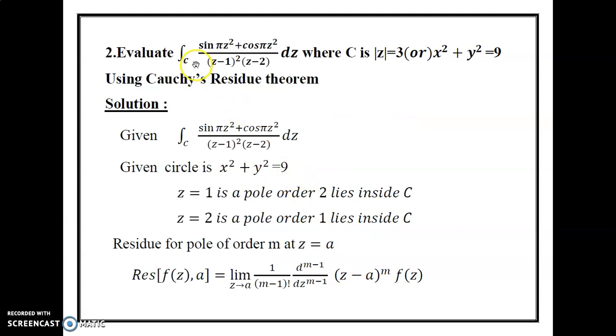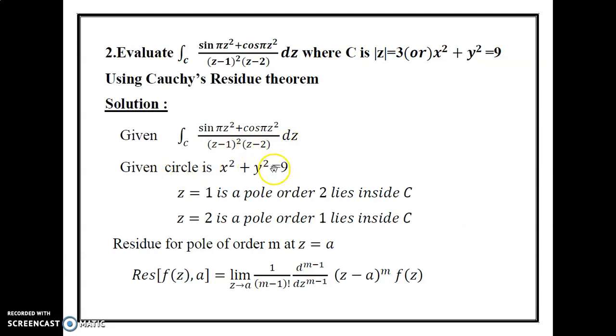The second problem: evaluate the integral over C of (sin pi z^2 plus cos pi z^2) divided by (z minus 1)^2 into (z minus 2) dz, where C is |z| = 3, or x^2 plus y^2 equal to 9, using Cauchy's residue theorem. Solution. The given function is (sin pi z^2 plus cos pi z^2) divided by (z minus 1)^2 into (z minus 2).